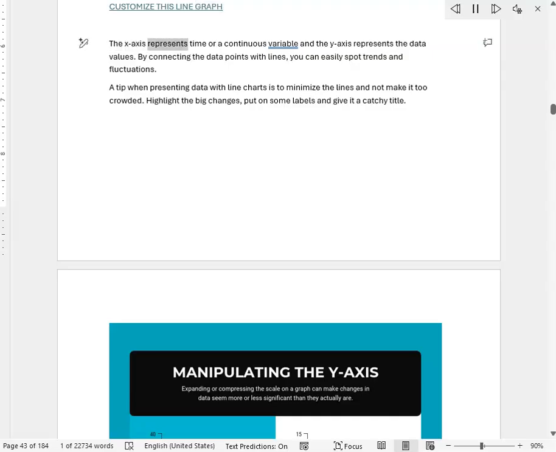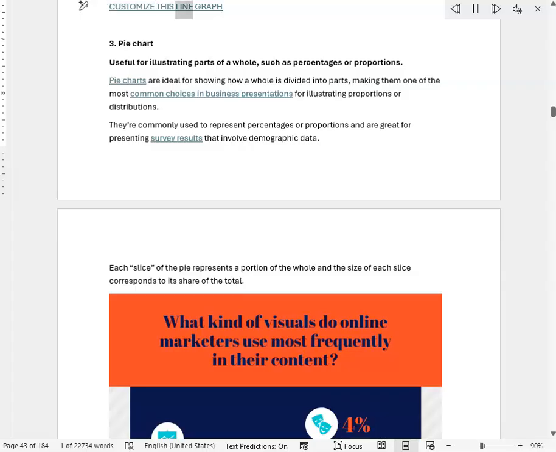The x-axis represents time, or a continuous variable, and the y-axis represents the data values. By connecting the data points with lines, you can easily spot trends and fluctuations. A tip when presenting data with line charts is to minimize the lines and not make it too crowded. Highlight the big changes, put on some labels, and give it a catchy title. Customize this line graph.